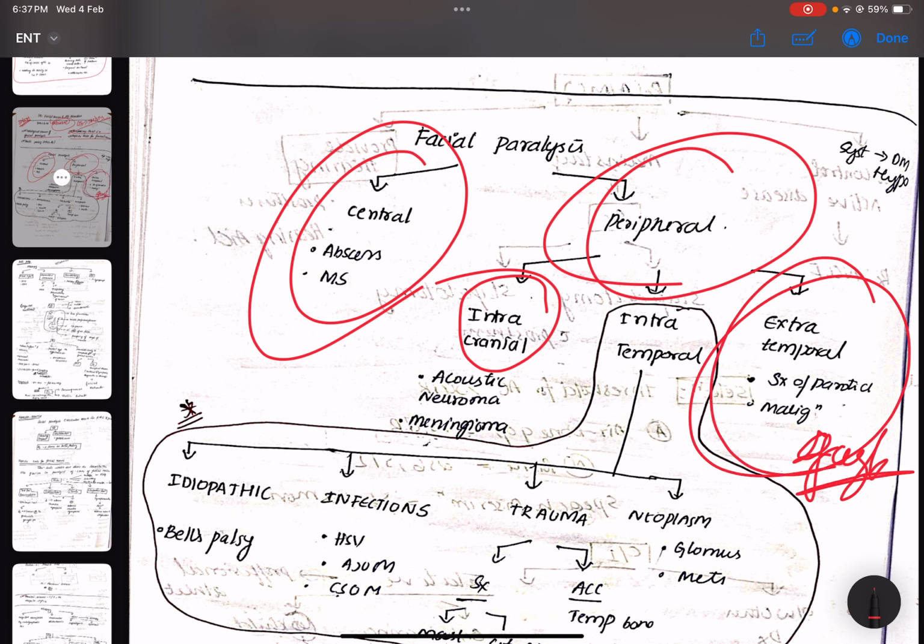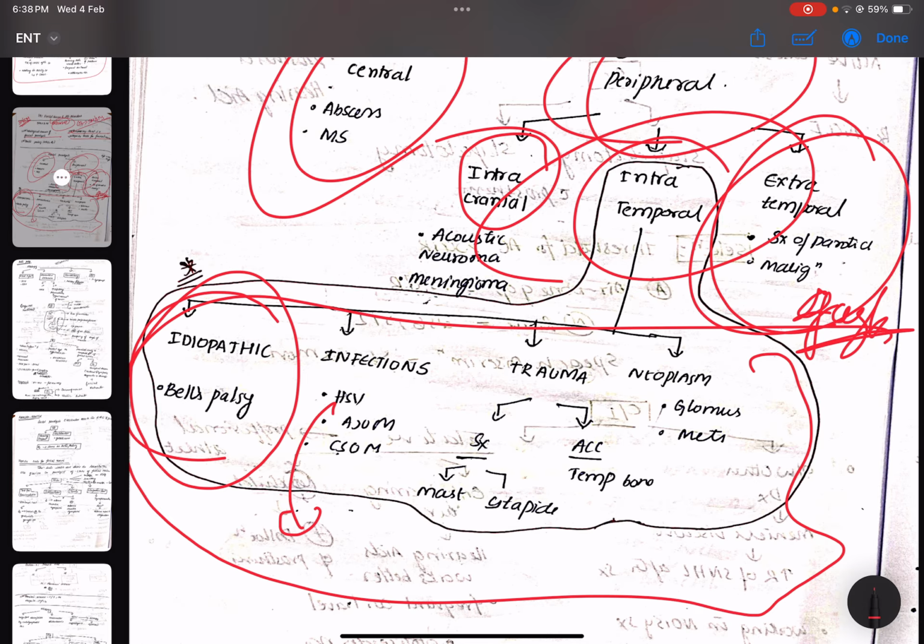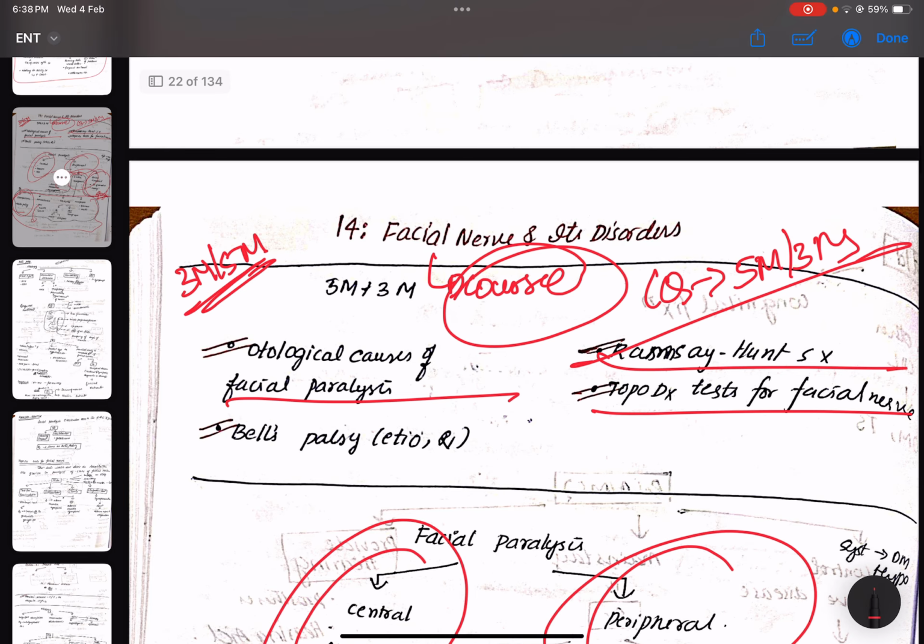The major thing which we as ENT specialists worry about is the intratemporal part. Again, what are the causes of facial nerve paralysis in the intratemporal part? One major important cause is idiopathic, that is Bell's palsy. Then Ramsay Hunt syndrome, that is HSV. Then also trauma or any neoplasm. So when you know where it goes, I would recommend you to watch Najib's video, which is there on YouTube for free. He has explained it really well. I think it's just 30 minutes or 1 hour. So make sure you study that part properly. So that's one important thing which I would like to say.